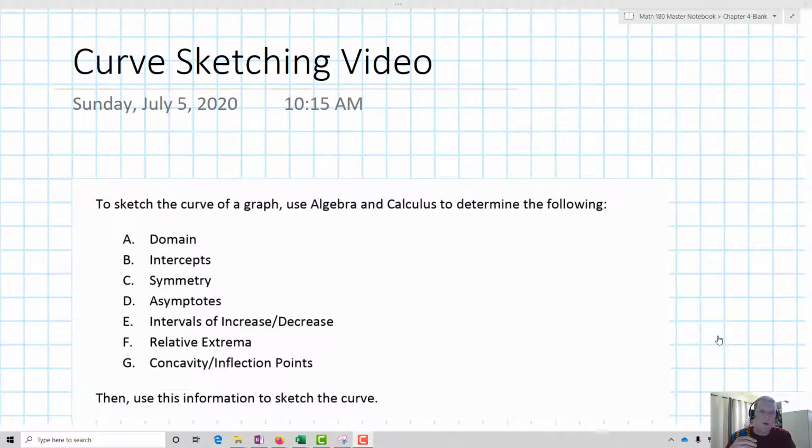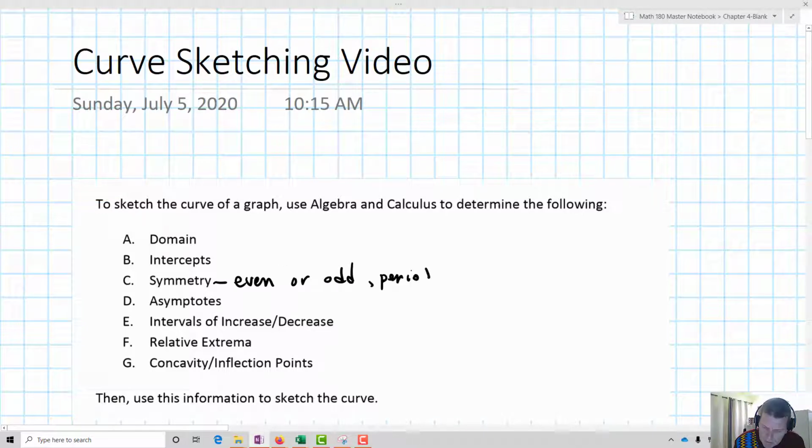So we're going to use some algebra and calculus to determine the following. We have these A through G, and you're going to need to know all of these. One, we're going to start out with finding the domain. Two, we'll find the intercepts for the function. Three, we're going to be looking for its symmetry. We'll talk about symmetry in a little bit, but basically this is even or odd, and if the function is periodic. Then asymptotes: vertical, horizontal, and maybe even slant asymptotes. Then intervals of increase or decrease, relative extrema, and our concavity and inflection points.